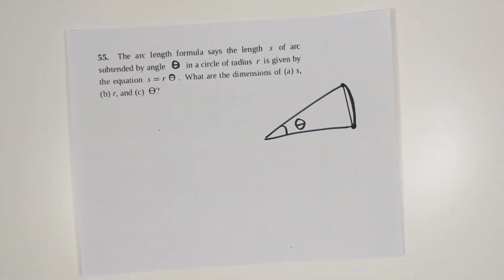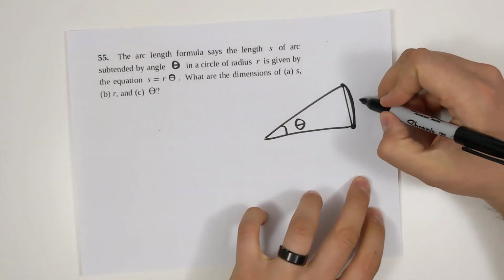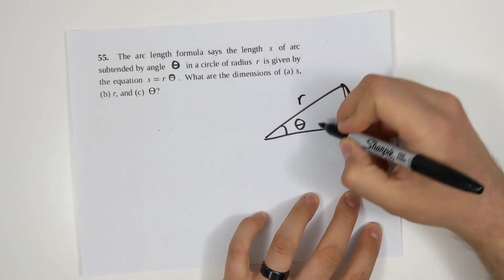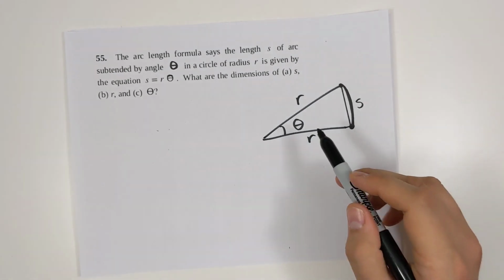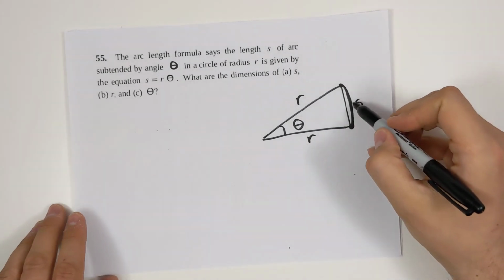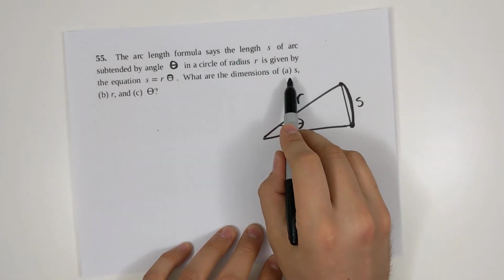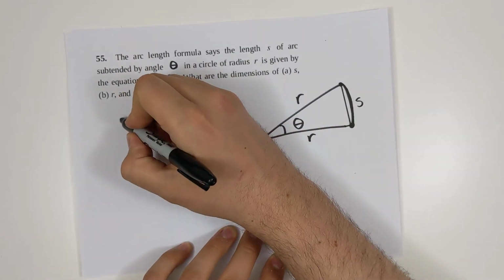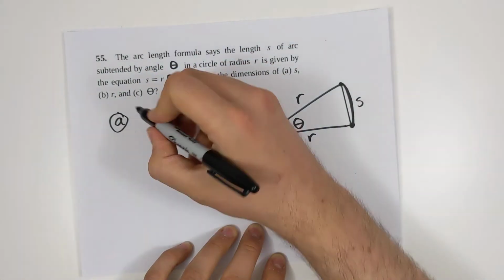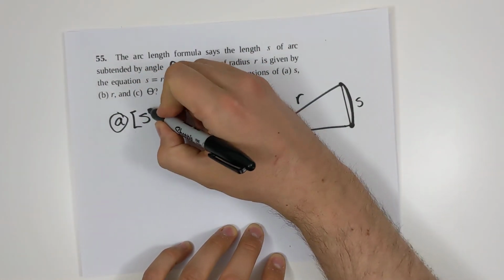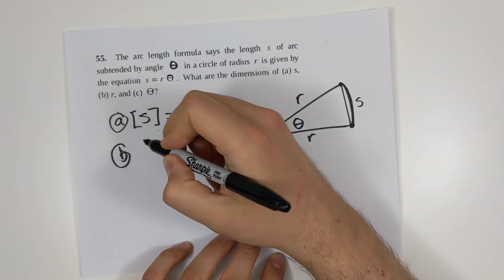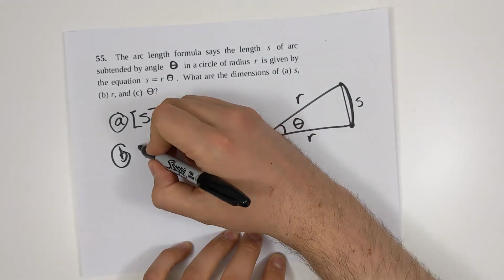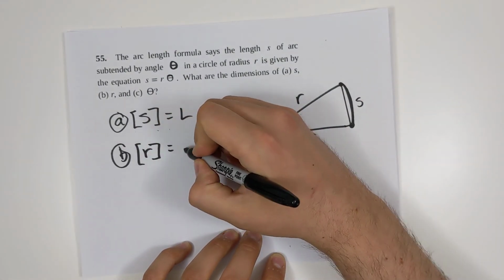Straight lines, you know, are just a length. Arc lengths are also just a length. But the trick here is, so that's your radius r, your arc length s. What it asks here is, what are the dimensions of s? As I just said, s, dimension, is a length. And then b says, what is r? R is also a length.